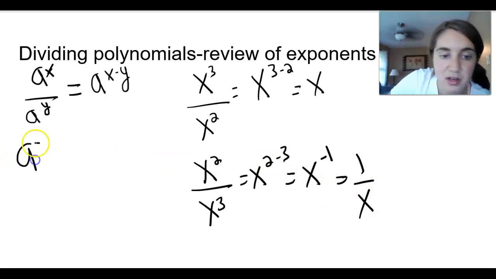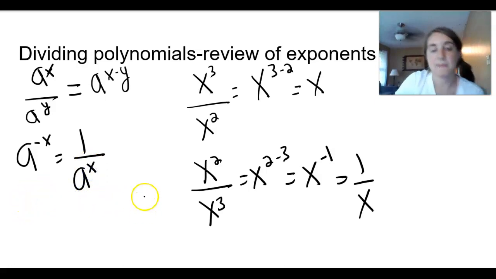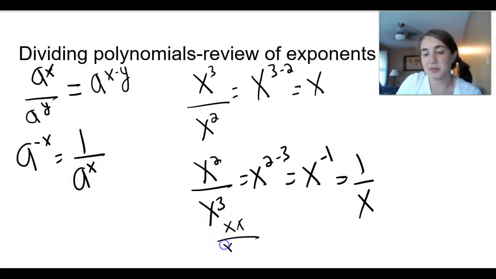So when we have something to a negative exponent, we make it positive by putting it on the other side of the fraction bar. Or you can think of it this way: I had 2 x's on top and 3 x's on the bottom. 2 of them canceled out, and I'm left with 1 on the bottom.